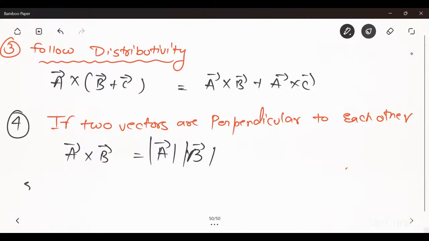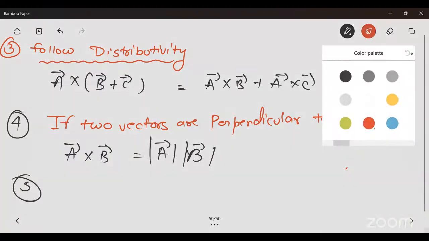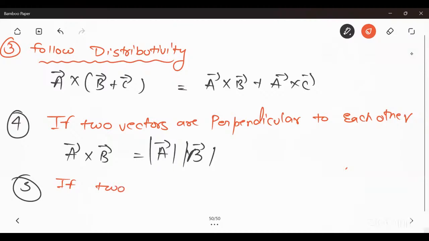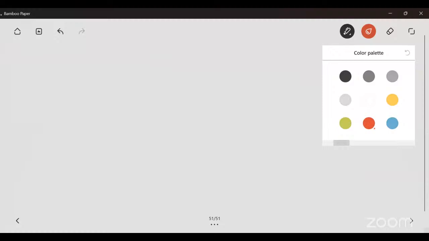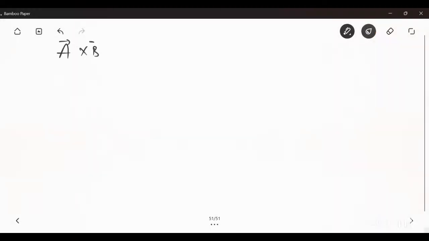Now the fifth property: if two vectors are parallel, that means theta equal to 0 degrees, or antiparallel, that means theta equal to 180 degrees, then what will happen? A cross B equals 0.